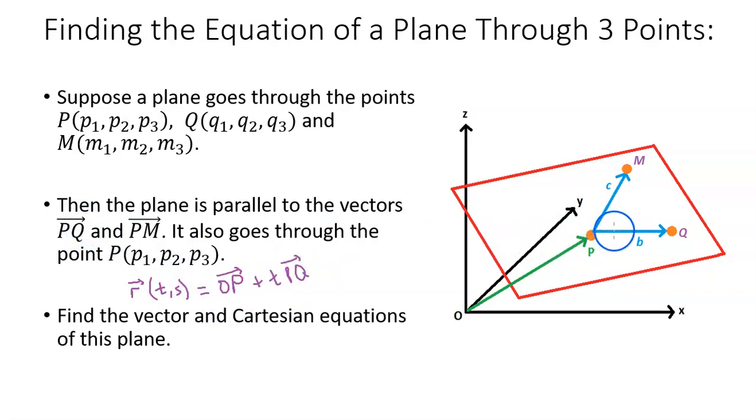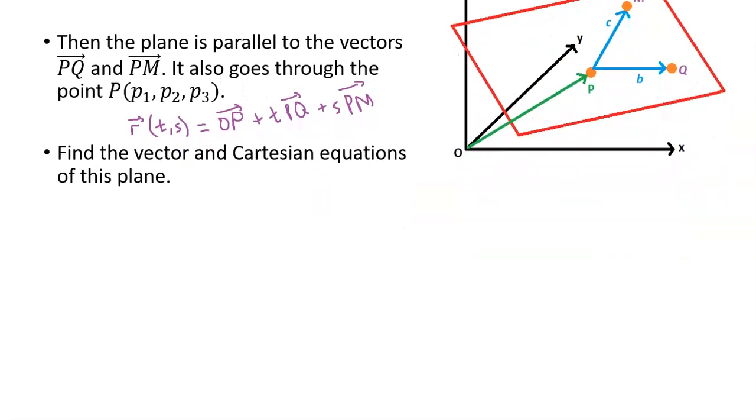So T times PQ means we can go any distance in this direction that we like. And then plus S times the other vector that the plane is parallel to, which is PM. So once we've gone wherever we like in the PQ direction, we can go wherever we like in the PM direction. That allows us access to all of the points on the plane. Okay, and since P has coordinates P1, P2, P3, Q has Q1, Q2, Q3, and M has M1, M2, M3, it's pretty easy to write this thing out now.